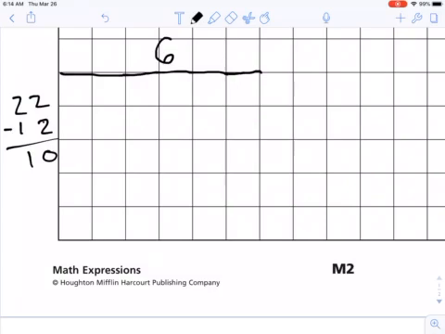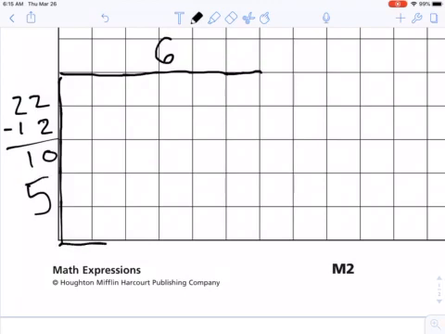I can't put 10 on both sides, but I can split this. Well, 10 split in half: 3 plus 3 is 6, 4 plus 4 is 8, 5 plus 5 is 10. 1, 2, 3, 4, 5. Okay, so this side is 5.